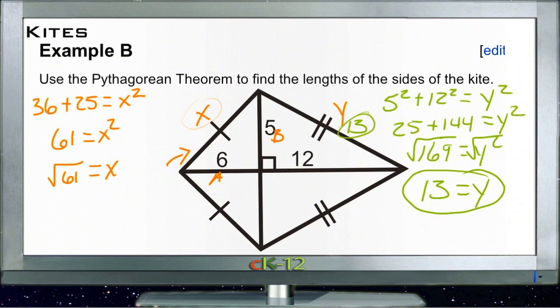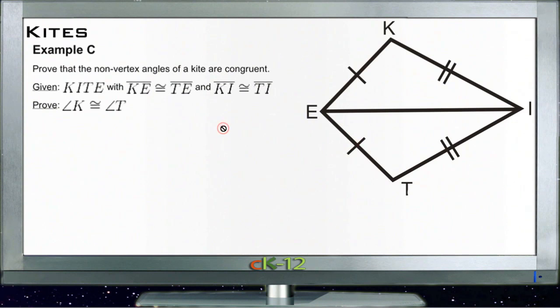All right, let's take a look finally at example C. Example C says, prove that the non-vertex angles of a kite are congruent. I know, nobody likes proofs. This one's pretty easy though. All we need to do to prove that these angles here and here are congruent is to prove that the two triangles top and bottom are congruent, because we already know that if they're corresponding angles in congruent triangles, then they're going to be congruent angles.